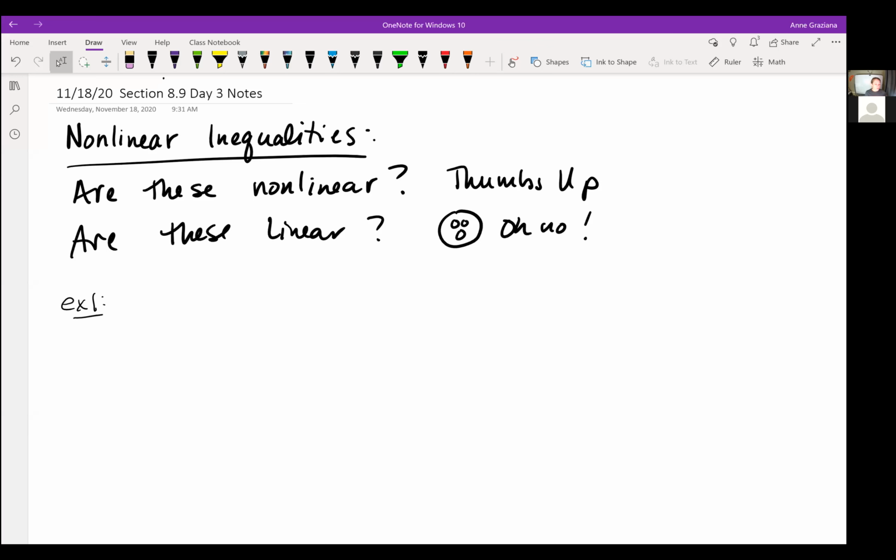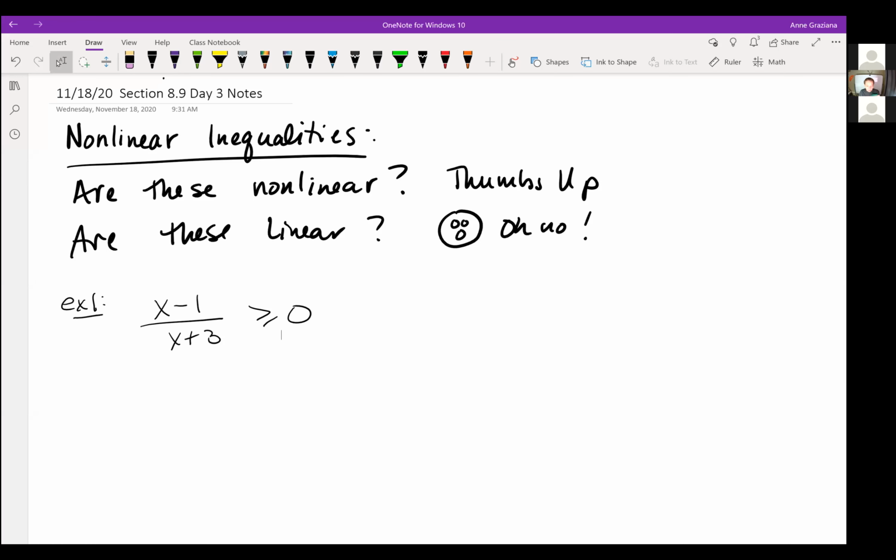Okay, so you guys ready? Here's example one. x minus 1 over x plus 3 is greater than or equal to 0. Give me a thumbs up or an oh no. Thumbs up means nonlinear. Oh no means linear.